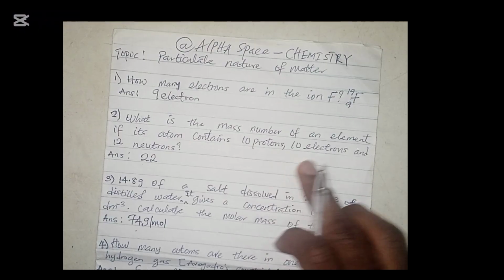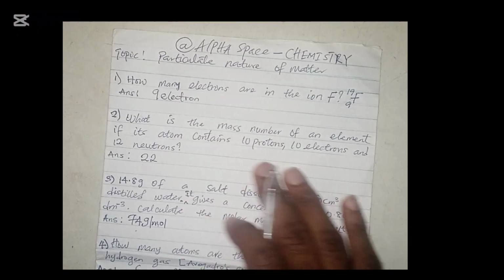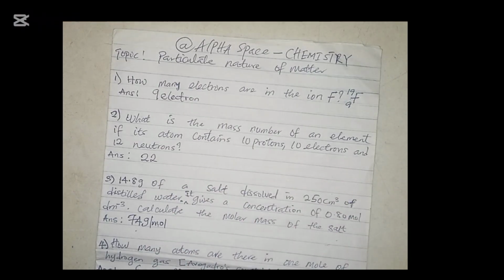To question number 2, it says, what is the mass number of an element if its atom contains 10 protons, 10 electrons, and 12 neutrons?